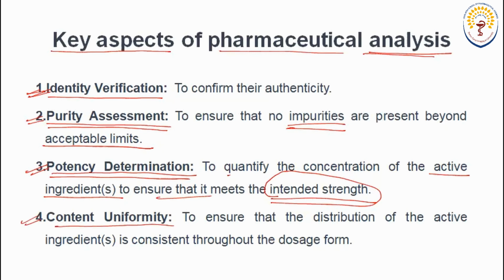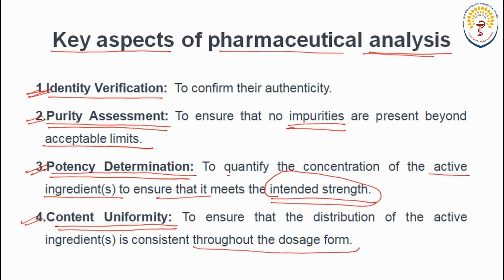Now, content uniformity. Pharmaceutical analysis also checks the content uniformity. Content uniformity means that the ingredient, or the main active pharmaceutical ingredient, is uniformly distributed throughout the dosage form.